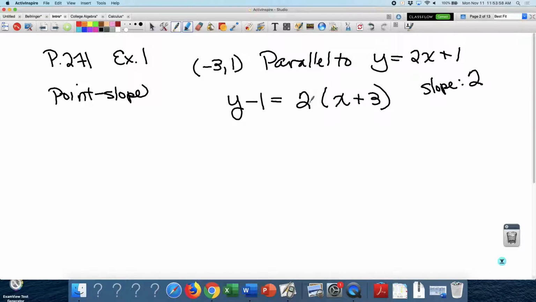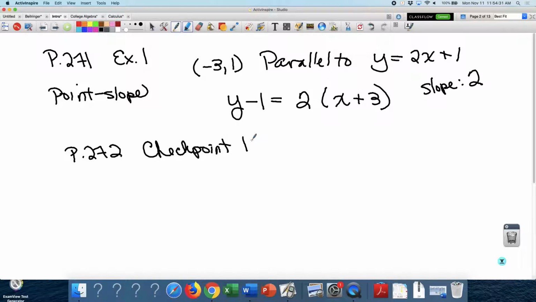Okay. All right, let's look. If you'll look with me on page 272, we're going to do checkpoint 1. Wait, so is that the solved problem? That is the equation of the line parallel to y equals 2x plus 1 that goes through -3, 1. Oh, yeah, okay, gotcha. I'm not solving anything, I'm writing the equation.